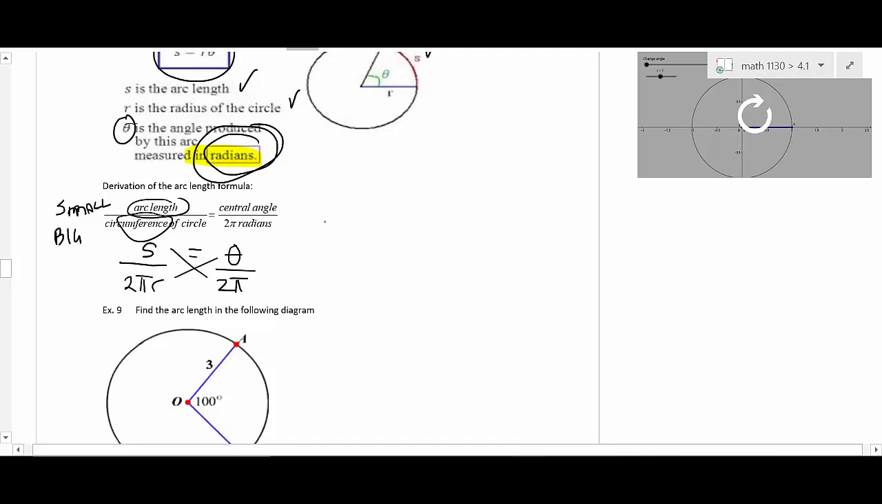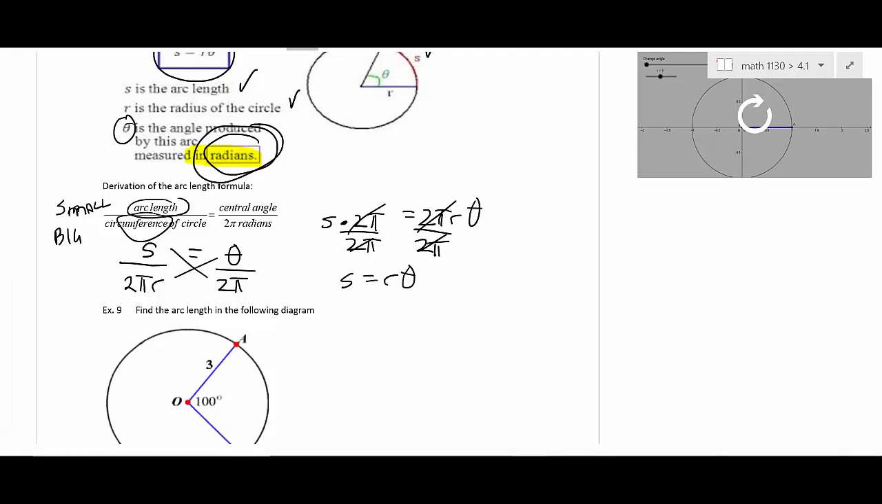Now I cross multiply, and I'd have S times 2 pi is equal to 2 pi r theta. If I divide both sides by 2 pi, well, that's where the formula is. It comes right out of that. So S is equal to r theta. Does that make sense? Is that logical? Okay, that's where it comes from. It's always good to know where some of this stuff comes from. It doesn't just fall out of the sky. Somebody's got to figure it out.